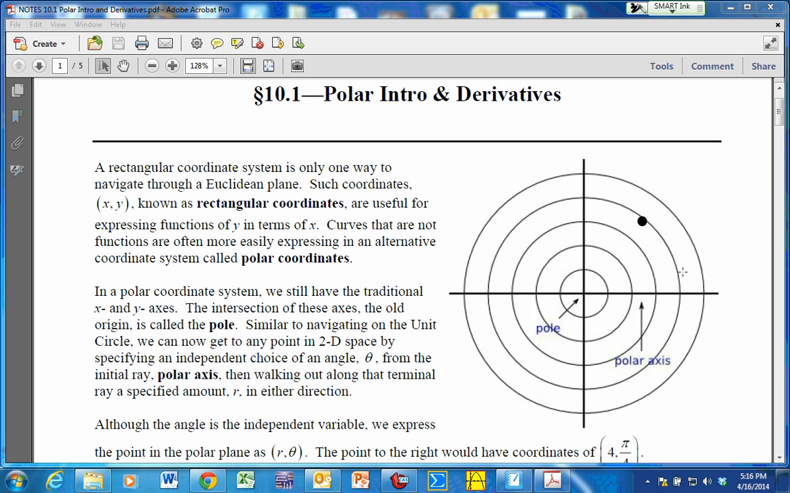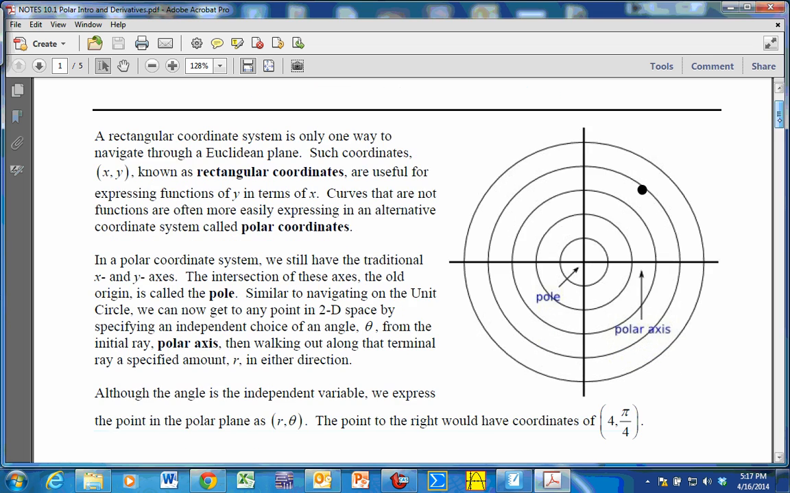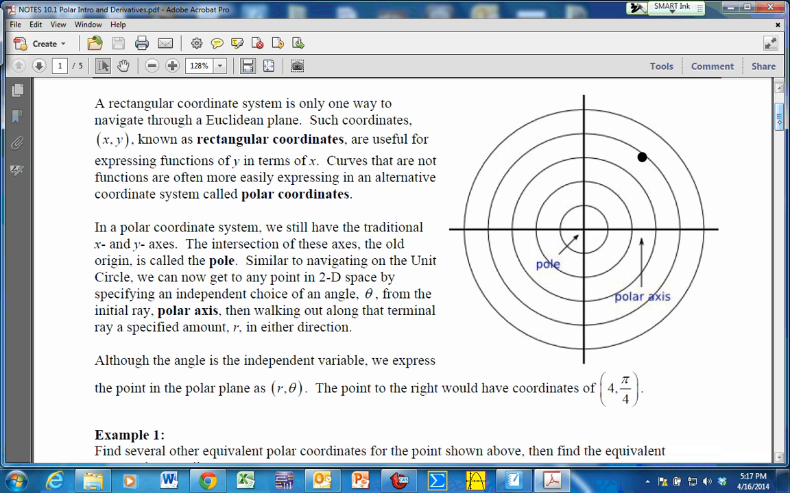In your polar system, instead of the origin, we call it the pole, and what we would normally think of as the positive x-axis is now the polar axis. The way we're going to graph is we're going to graph points of the form r, theta. Even though theta is second, it's actually the independent variable, so it's actually what we do first.